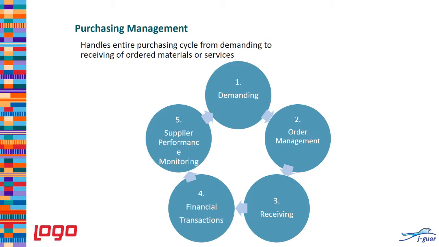Purchasing management is the next module in line. It handles entirely the purchasing cycle, which starts from demanding. That can come from material, that can come from the sub modules themselves, and at the end of the day you'll be procuring materials or services. As you can see, this is the whole cycle: demand into order management, into receiving the goods and materials, then you will be having your financial transactions, and at the end of the day you'll end up with performance monitoring and evaluation of the suppliers.